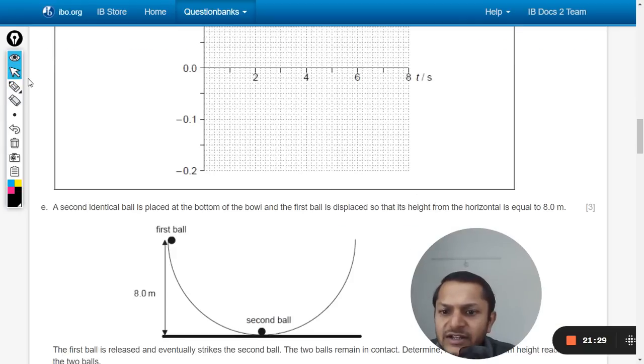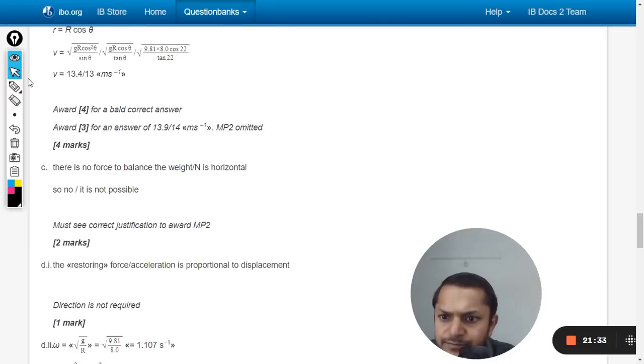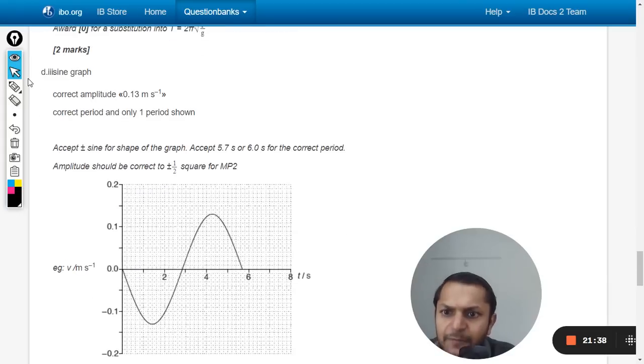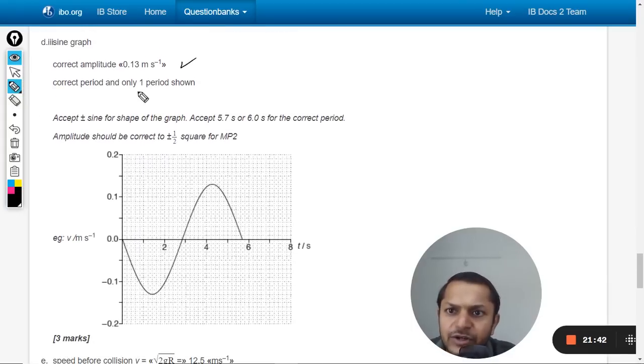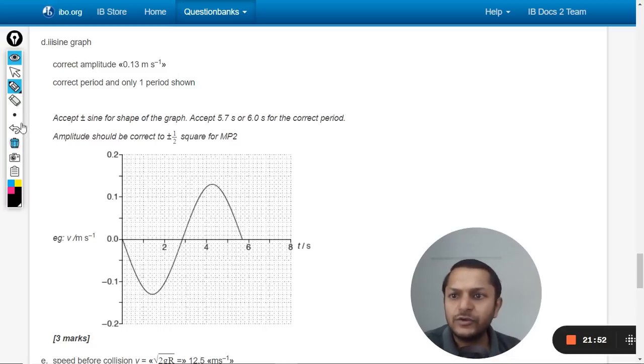So D3 is done. Let us go and see the answer if they have done the same thing. Well, they have not shown the graph. Yeah, here it is. First of all, the correct amplitude is this 0.13 that we have already used. So 0.13, and first we would be having negative values, then we would be having the positive values. This is how we do this.